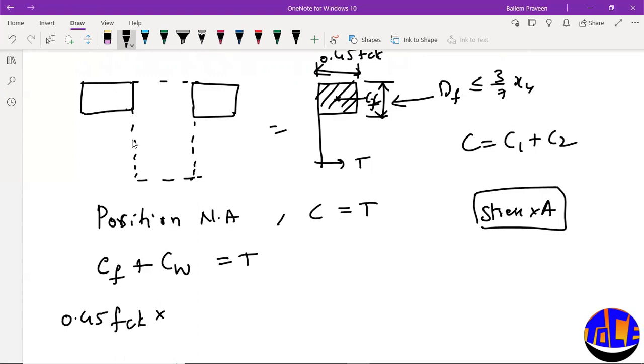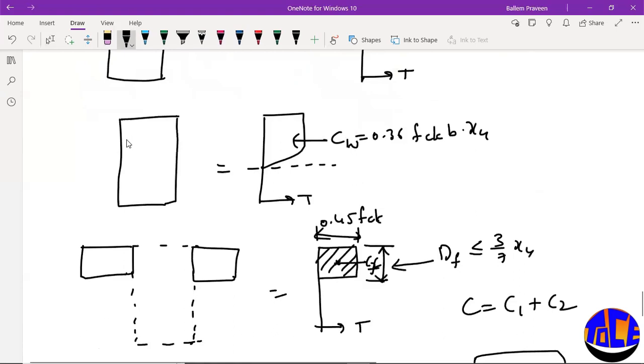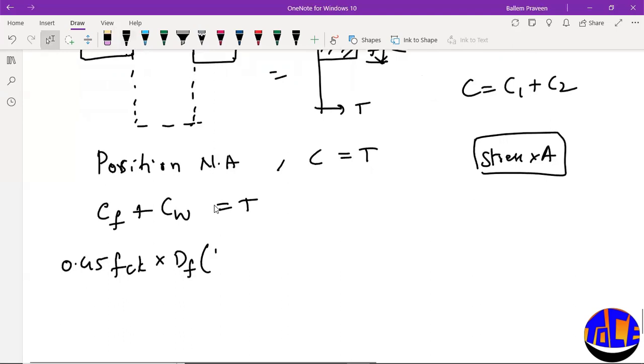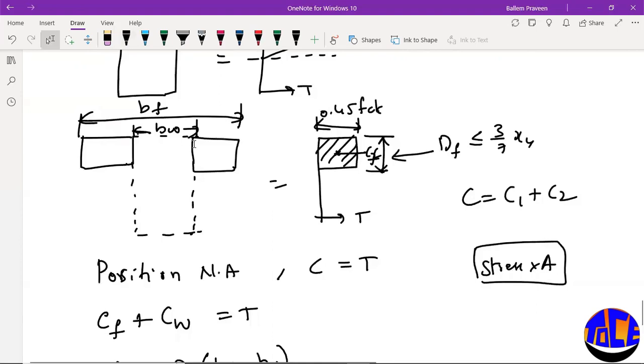So what is the area? The depth is df, and what is the width? This is the complete bf, and this is bw, the width of web. From the effective width of flange, if we subtract the width of web, we get the width of both the flanges, right? So bf minus bw. So I subtracted the width of web from the width of flange, and then we get only the width of both the flanges.